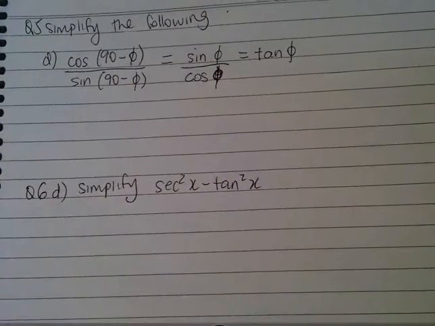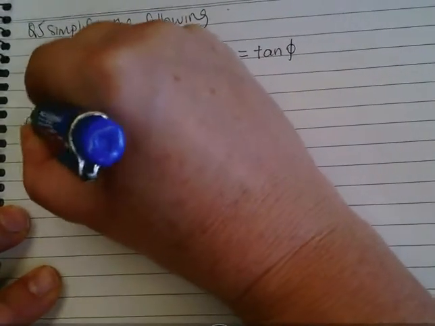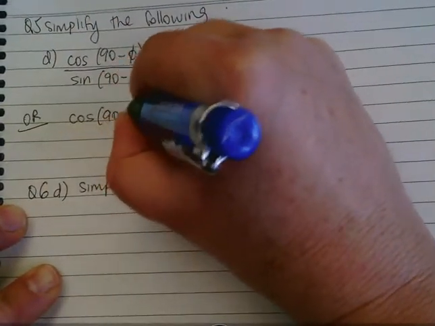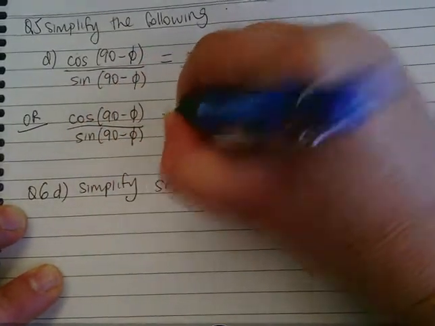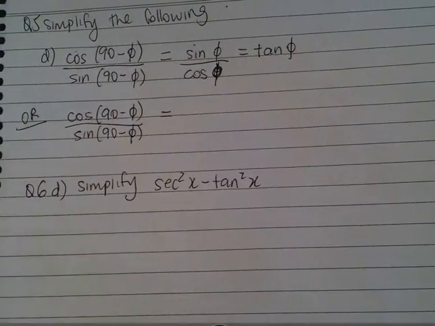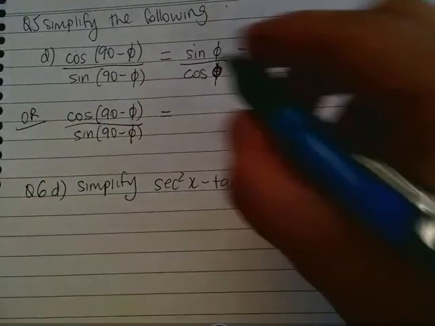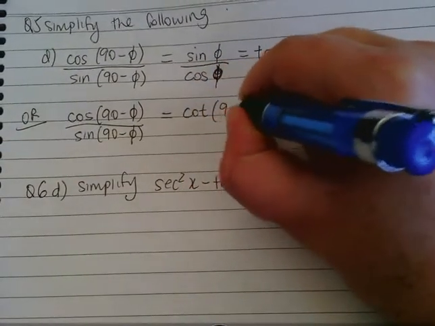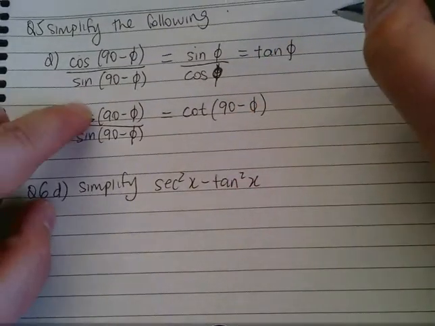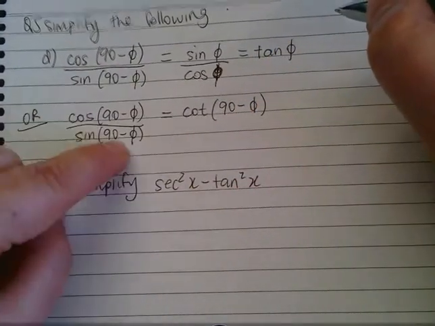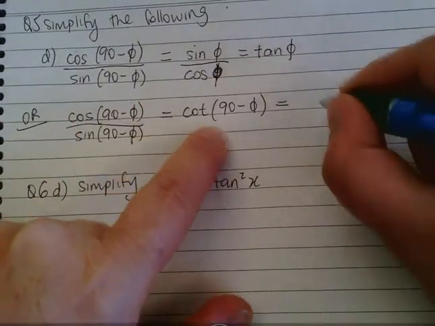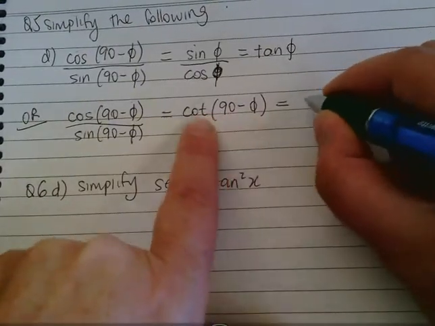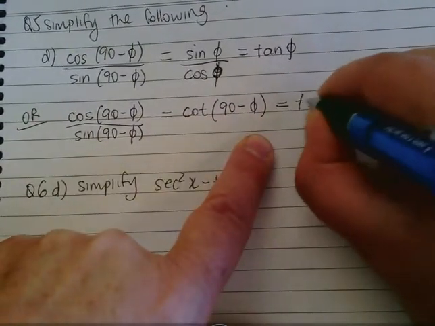Now, my other way to do it was as follows. Cos of 90 minus phi over sine of 90 minus phi. Can anyone tell me the other way to do it? We know that sine on cos is tan. What's cos on sine? Cot of that angle, because it's the cos of that angle over the sine of that angle. Now, what's the cot of 90 minus phi? What's its complementary? Tan of phi.